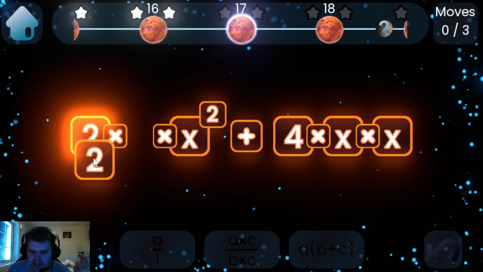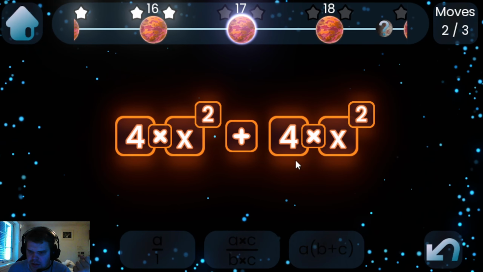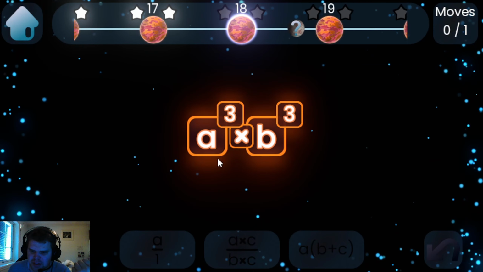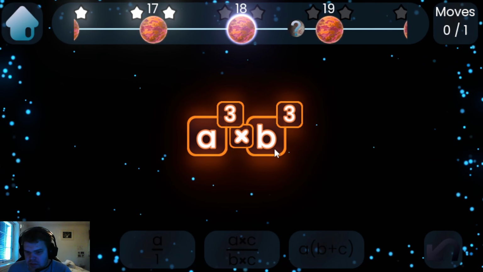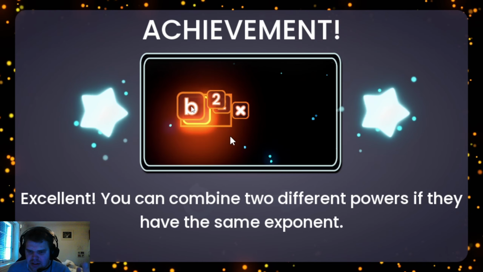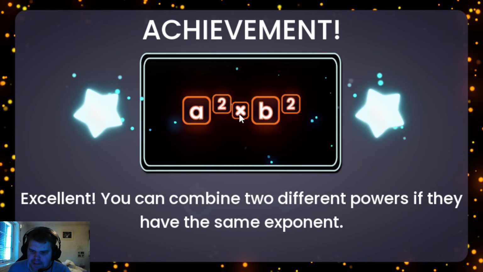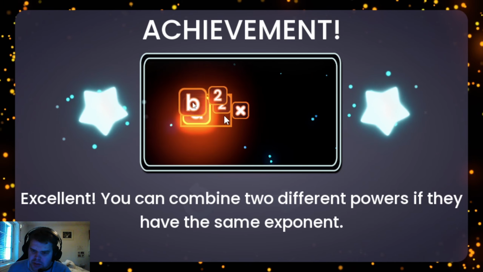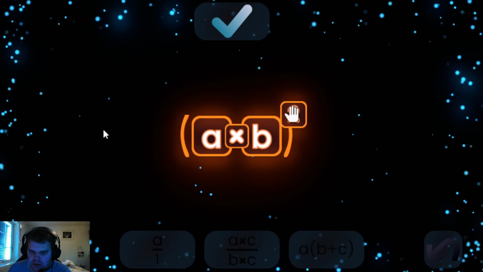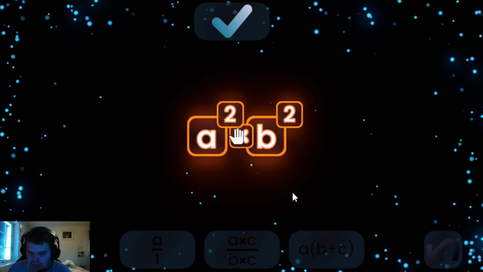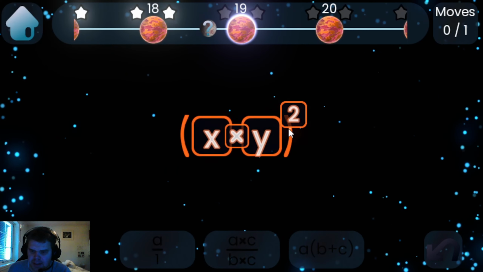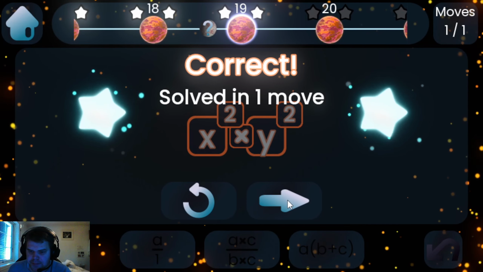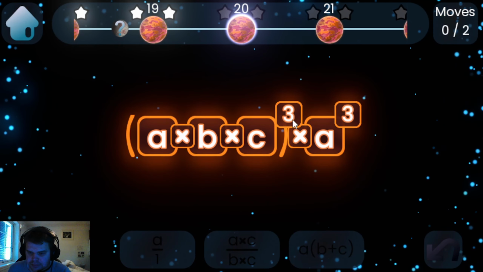So here, you want to get the 2's together here and the x together here, so you now have similar terms to put together. I kind of like this one, to be honest. And here we're just learning that you can put 2 different power bases on top of each other if they have the same exponent. Oh, I clicked away before. Okay. And then again, you can do this. This would have given me the other achievement if I didn't have it already.